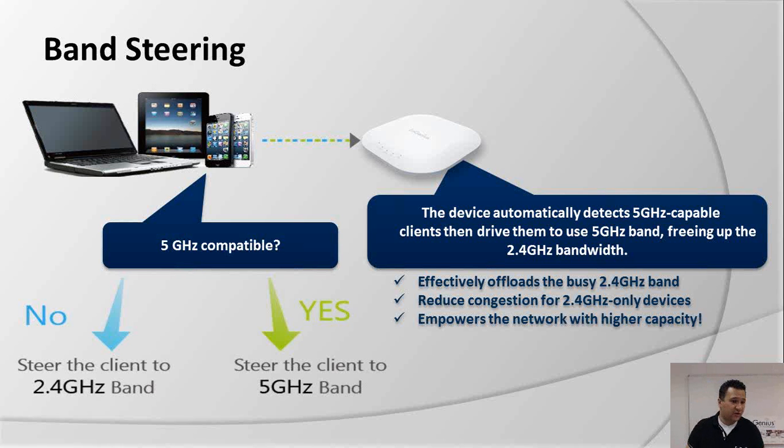If a client can use, for instance, 5 gigahertz, the access point will prefer to let the client connect with 5 gigahertz first. We have clients who have dual band, but there are still also a lot of clients that only have 2.4 gigahertz. So in this case, we prefer to let clients use 5 gigahertz.